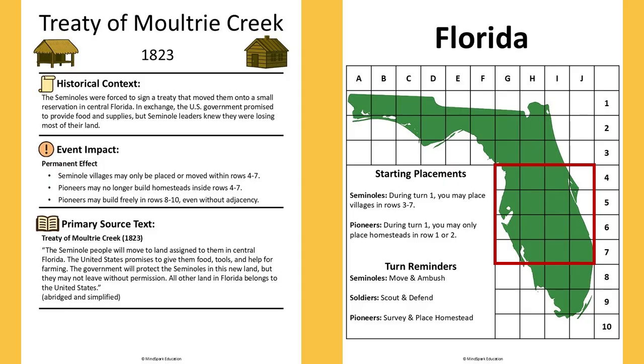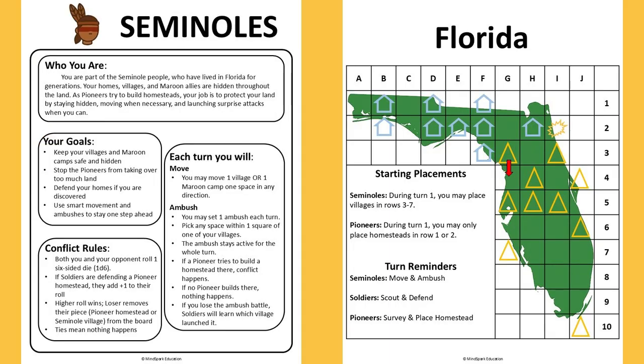After the stage is set, the event is revealed. The Treaty of Moultrie Creek forces Seminoles to move onto reservation land in central Florida. On the map, this is indicated by rows 4 to 7. At the same time, pioneers gain access to new open land in the south, rows 8 to 10, setting the stage for rapid settlement growth. The Seminole group always goes first.